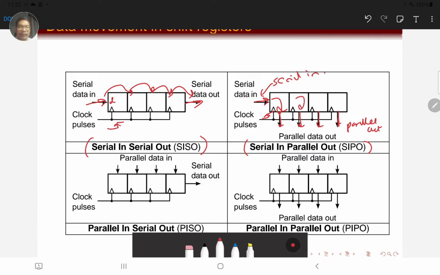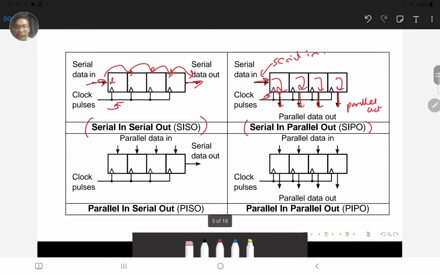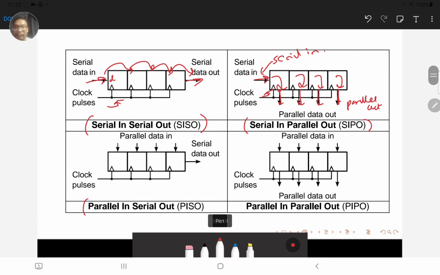The data currently in here will be transferred down to the output. Next, we have a parallel in, parallel out. So parallel in, parallel out is just where we have the parallel data in here, and then we have parallel in, serial out. Okay, so a serial out there.